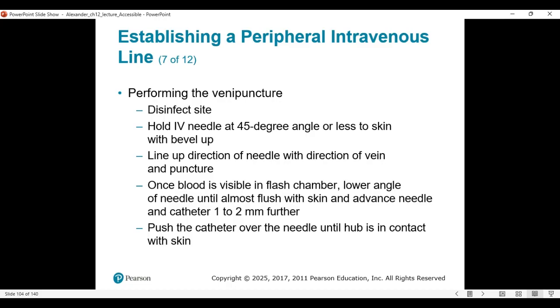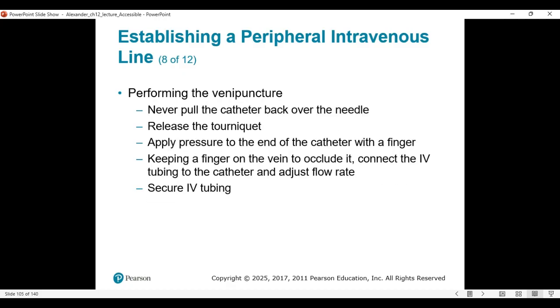We're going to go a little further, but not much. And then we're going to push the catheter over the needle until the hub of the IV catheter is in contact with the skin. Never pull the catheter back over the needle. This will actually cut the catheter, and we could get shards of that into the vein, so we don't want to do that.